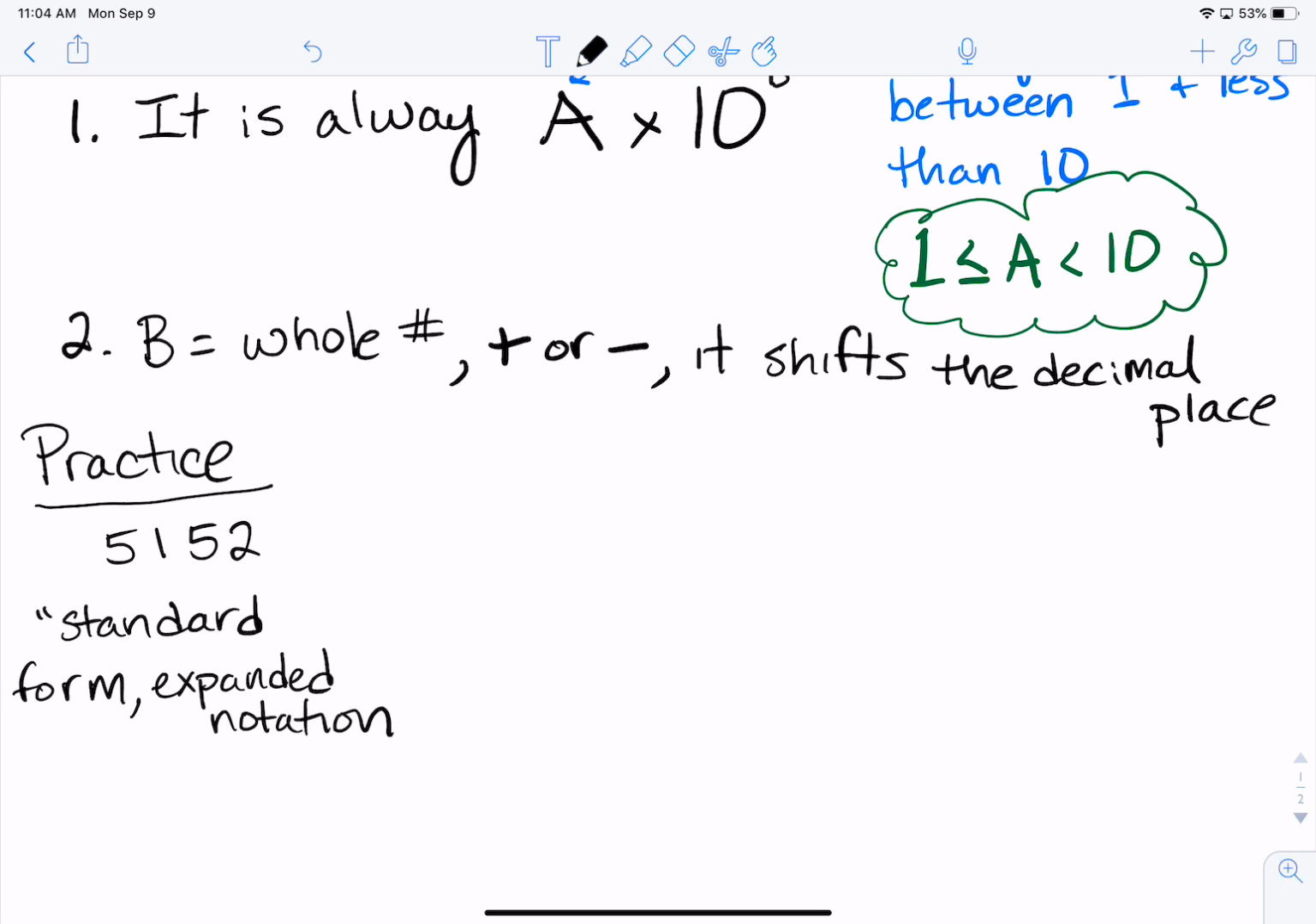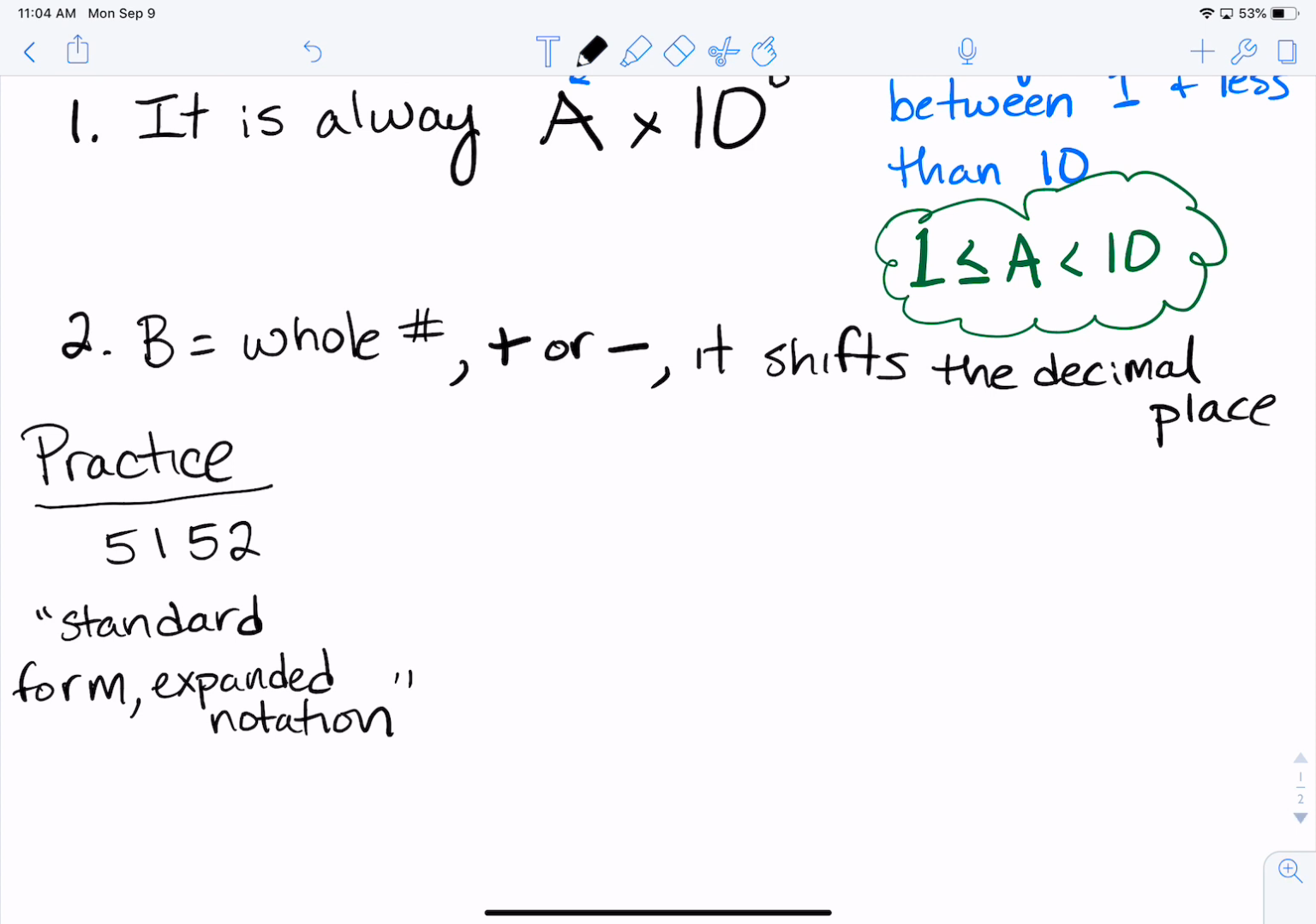So if you hear me say expanded notation or put the number in standard form, what I'm saying is put it in the regular number, not the one with the times 10 to the stuff. Just the regular old number. The textbook also might say expanded form or expanded notation or standard form as well.